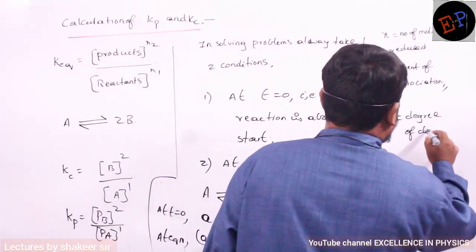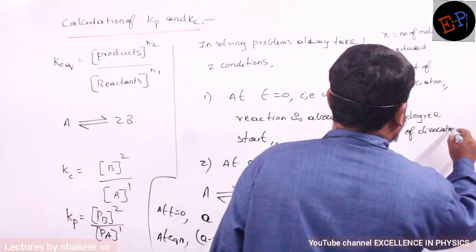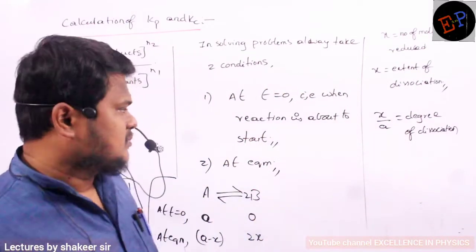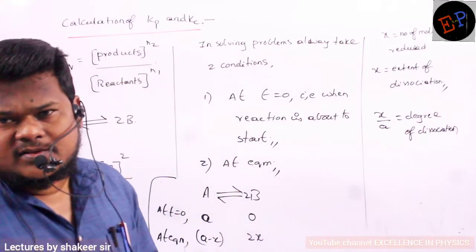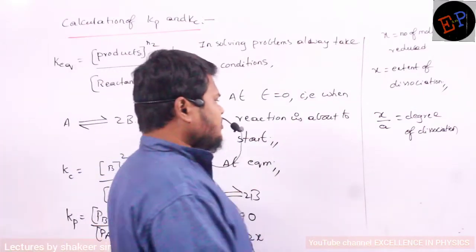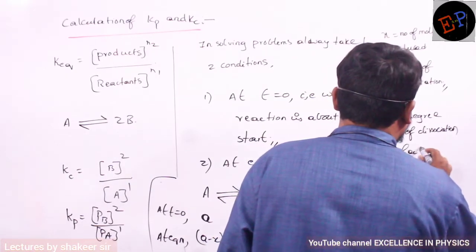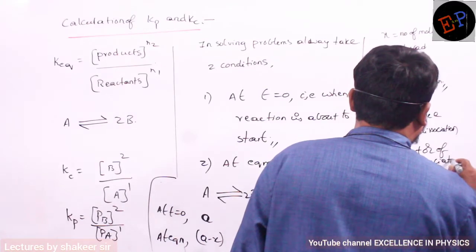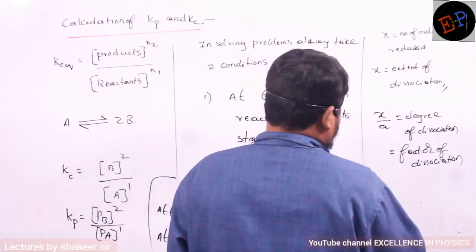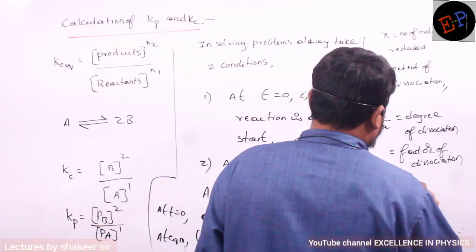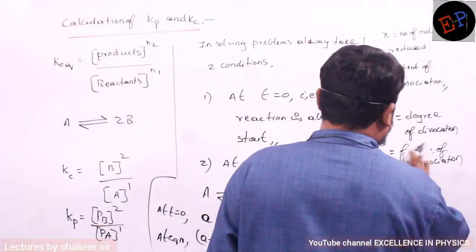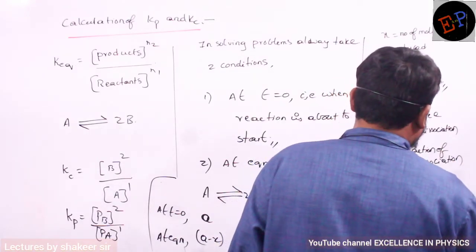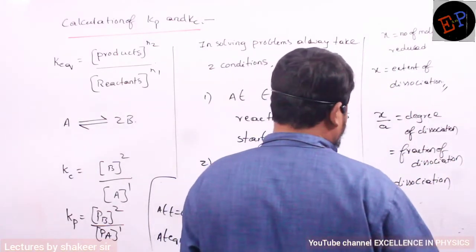Degree of dissociation. Are you able to understand? So X by A is called the degree of dissociation, or you can call it the fraction of dissociation. Now if I want the percentage of dissociation, if I calculate, then what do I have to write?